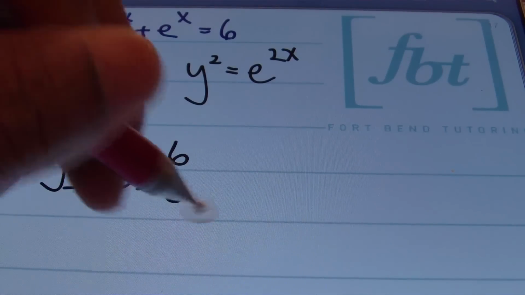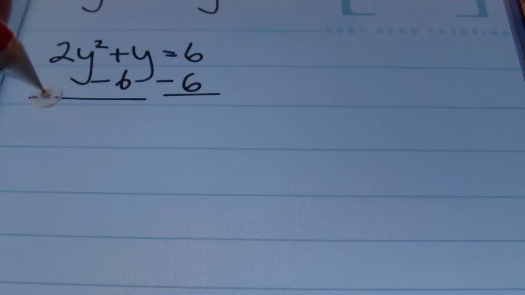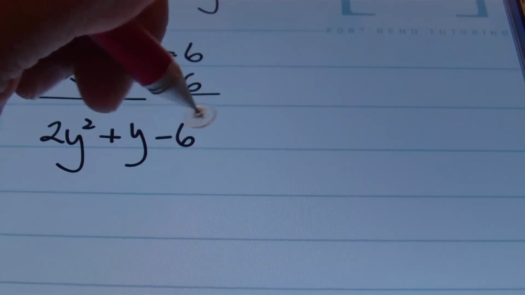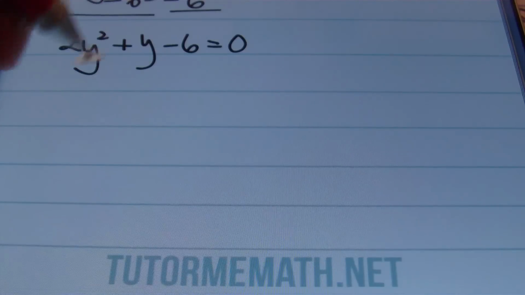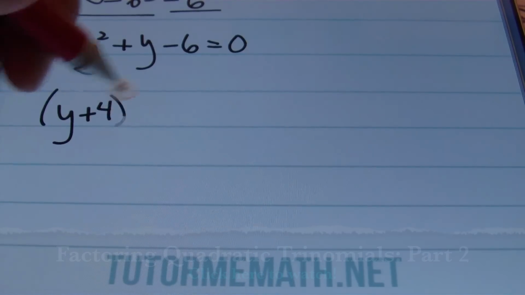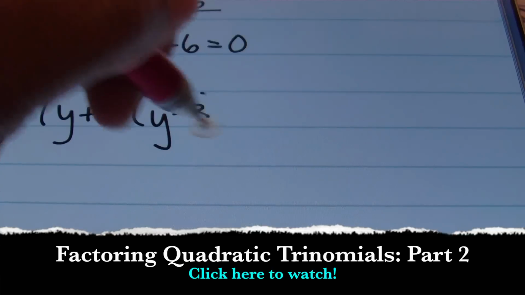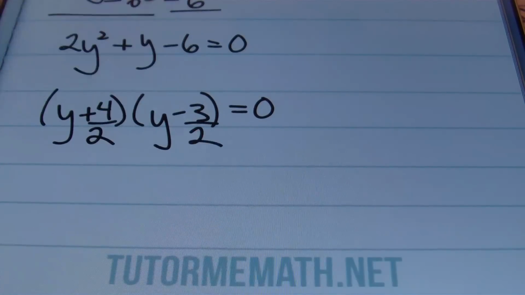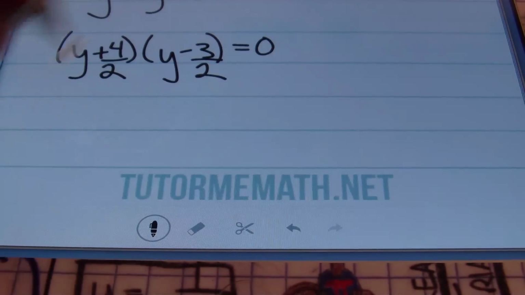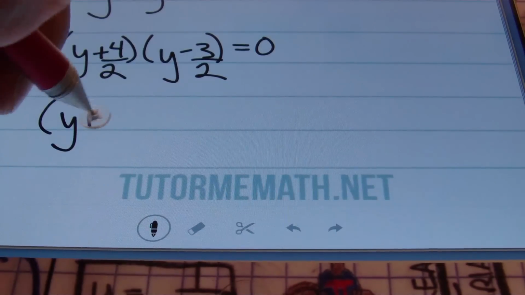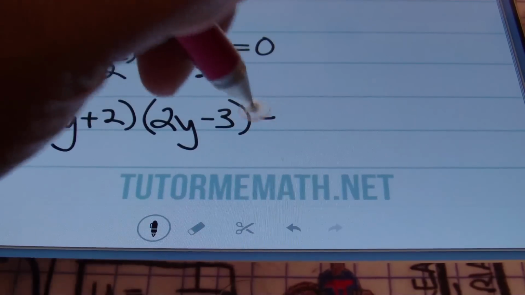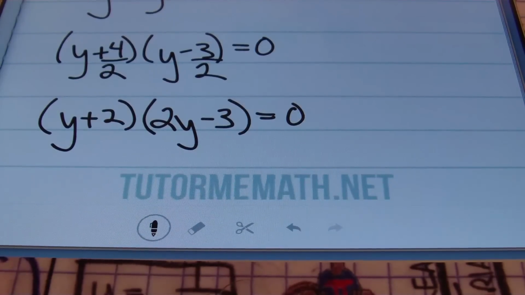Then subtracting 6 from both sides of the equal sign, you'll now have 2y squared plus y minus 6 equals 0. So I'll have y plus 4 times y minus 3 equals 0, dividing both the 4 and the 3 by 2. This now can be simplified into the following form. y plus 2 times 2y minus 3, which equals 0. So this is the factored form, and now I'll use the zero factor property.